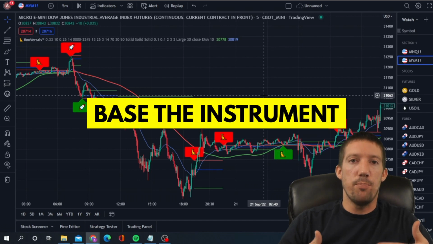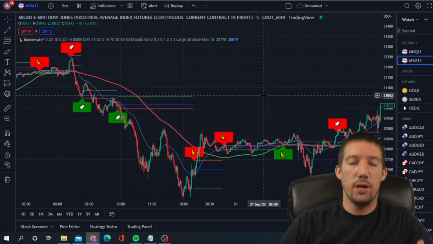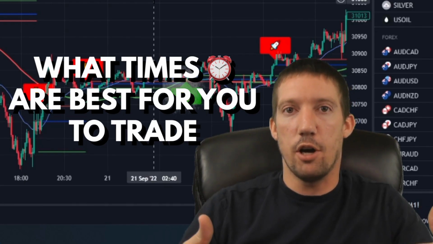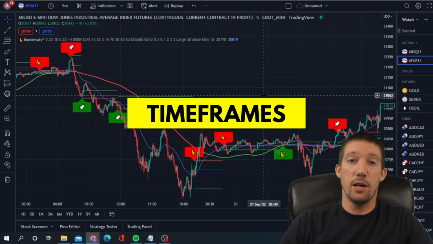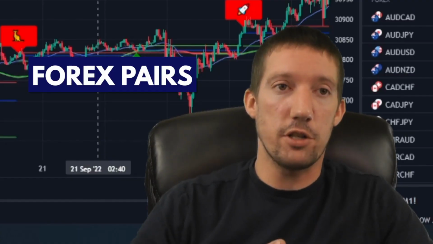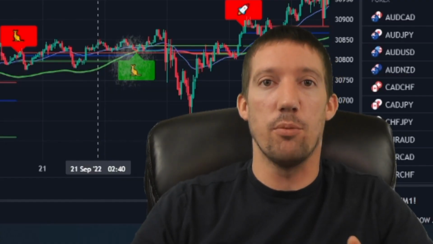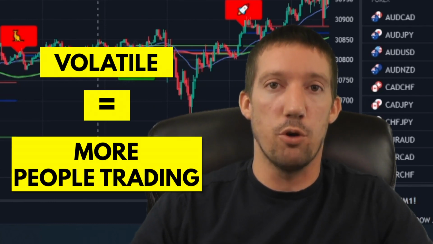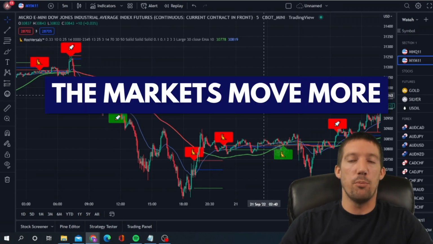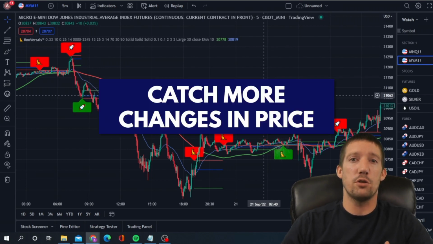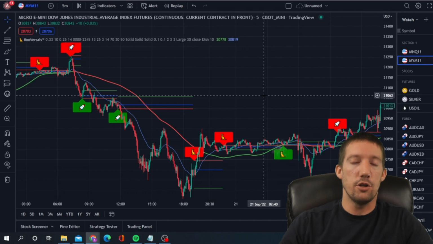And you're also going to want to base the instrument that you pick off of what times are best for you to trade. Now, you're going to want to trade based on certain time frames, and at certain times, different forex pairs or the indices are more volatile, which means there's more people trading and the markets are open and there's more liquidity. So the markets move more and you're able to catch more changes in price during those times.